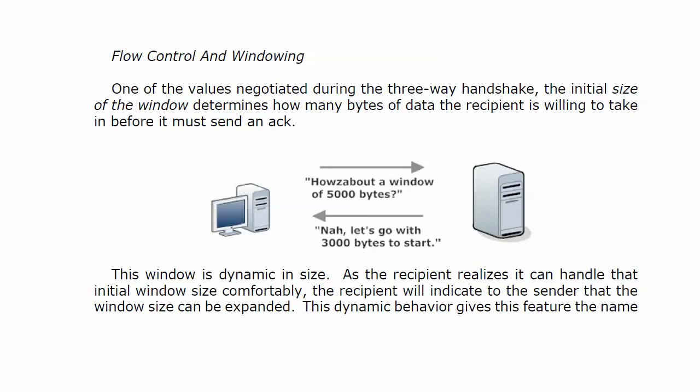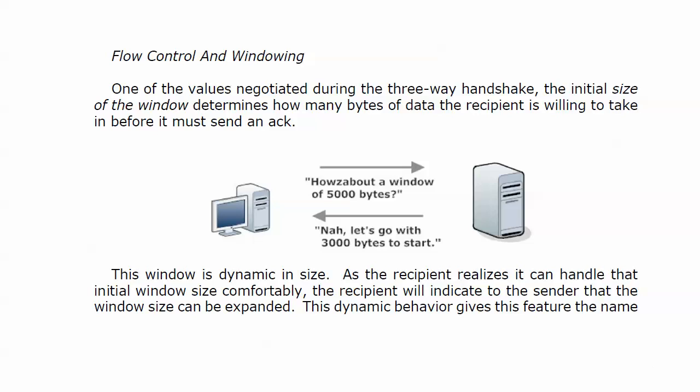But let's talk about flow control and windowing. One of the values negotiated during the three-way handshake is the initial size of the window. And what's interesting here is that the recipient of the data is the one saying, hey, I am going to dictate how fast we're going here. And the size of the window determines how many bytes of data the recipient is willing to take in before it has to send an ACK back.